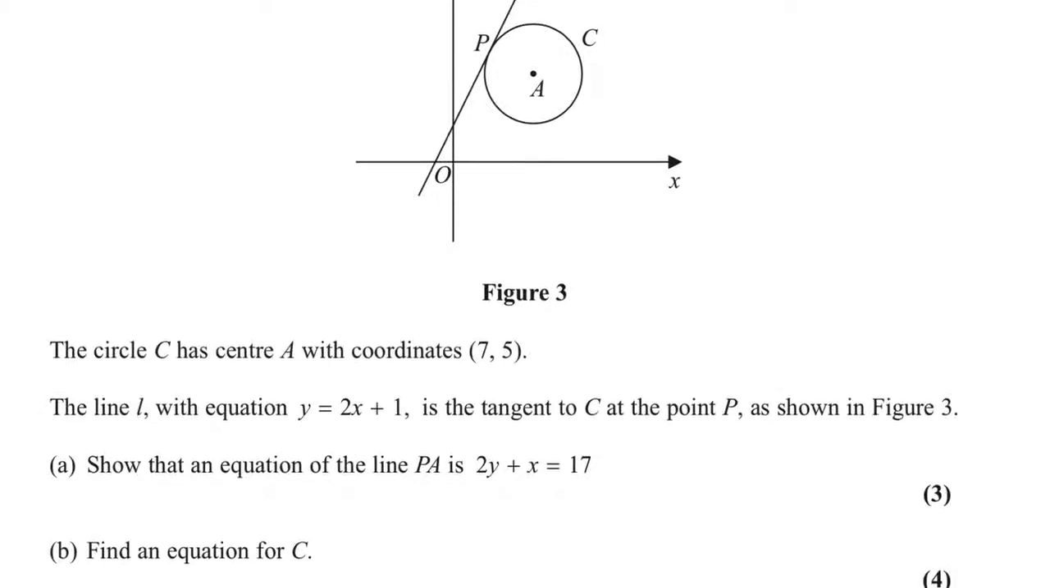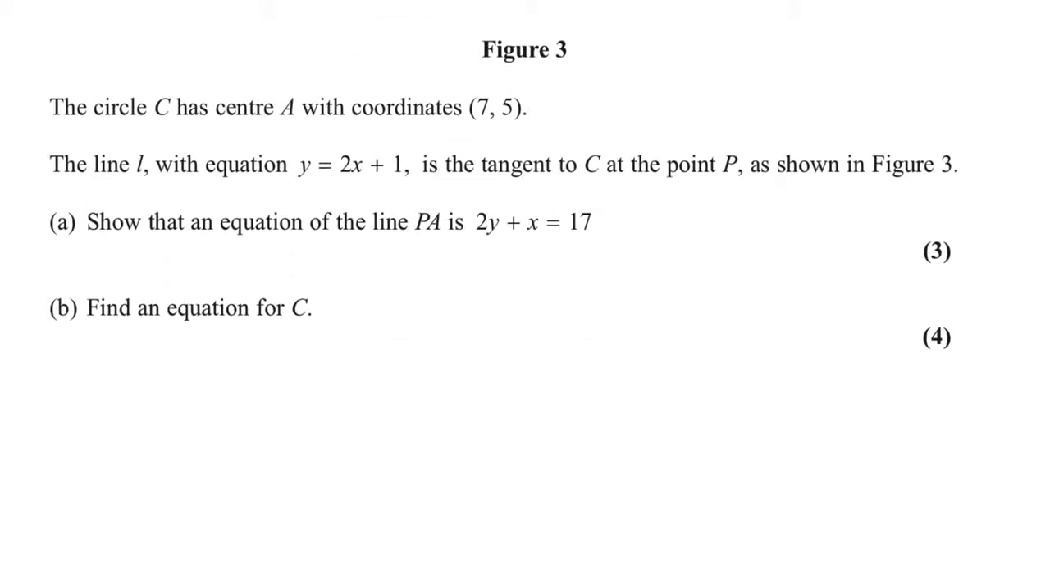Okay, for part B, we need to find the equation of the circle. In order to find the equation of the circle, the easiest thing to do is get the centre point, which we've already got, and the length of the radius. So if we can find the length of PA, then we'll have the radius, and that's going to help us find the equation of the circle. How do we find the length of PA though? We do need to know the coordinates of P. So that's the next job, to find P's coordinates.